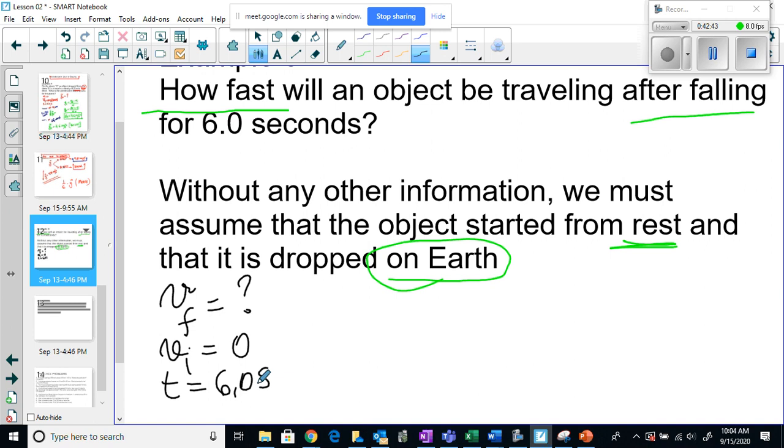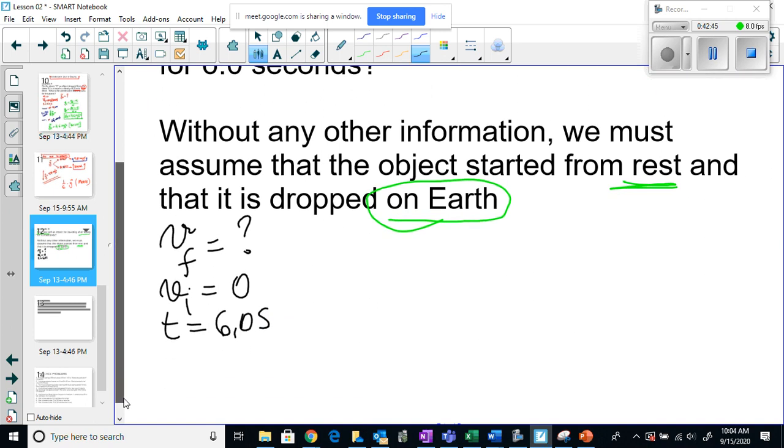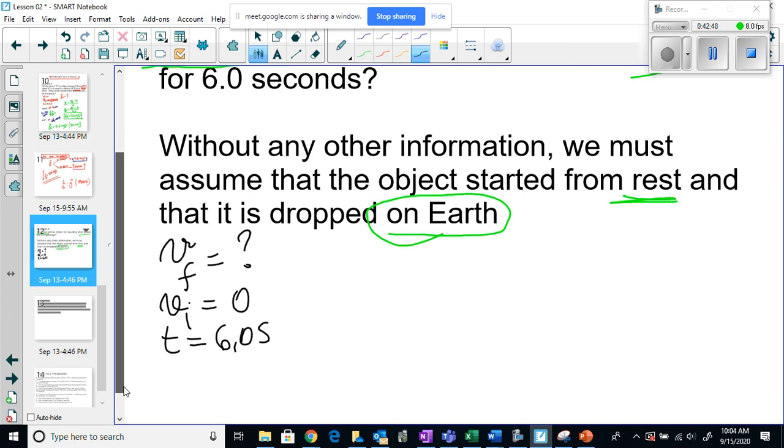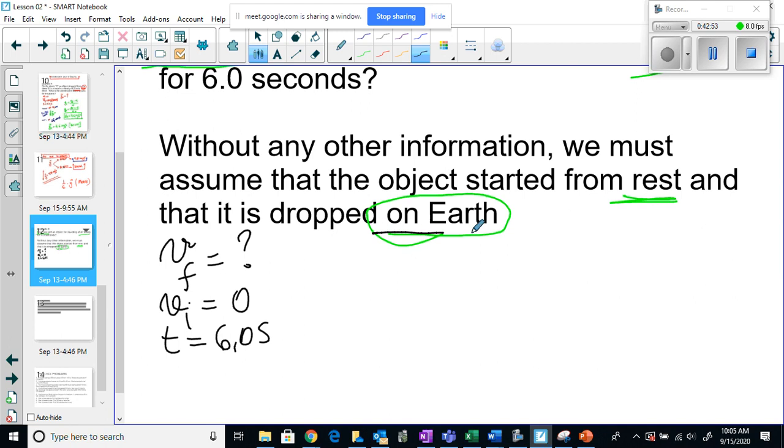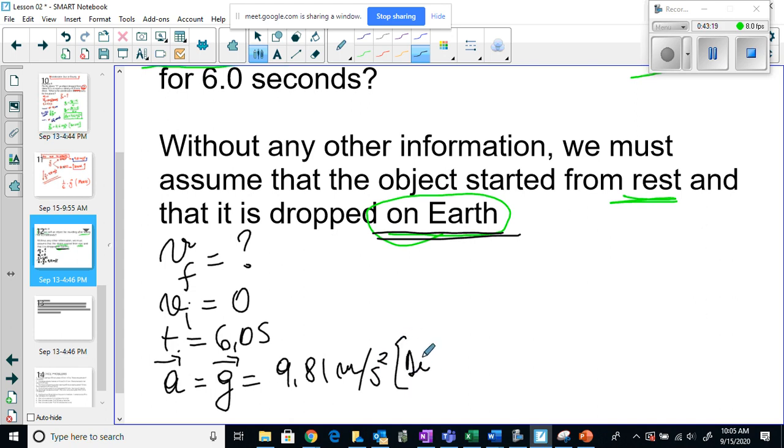Now, it is not stated in the question that the acceleration is 9.81 meters per second squared, but since we are assuming that it is near the surface of the Earth, then we can say that the acceleration is equal to the acceleration due to gravity, which is equal to 9.81 meters per second squared going down.